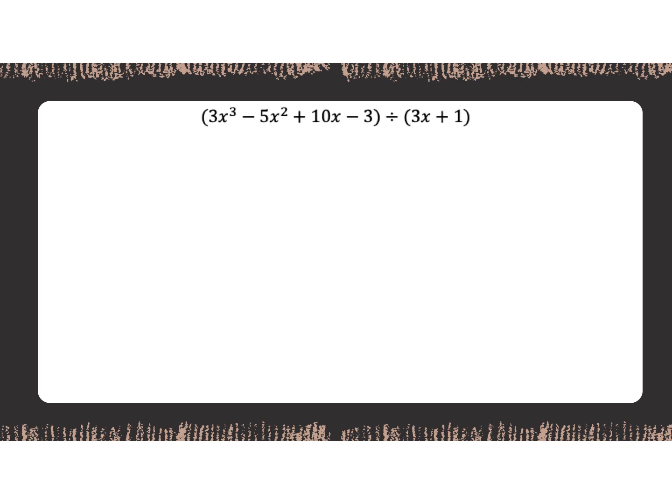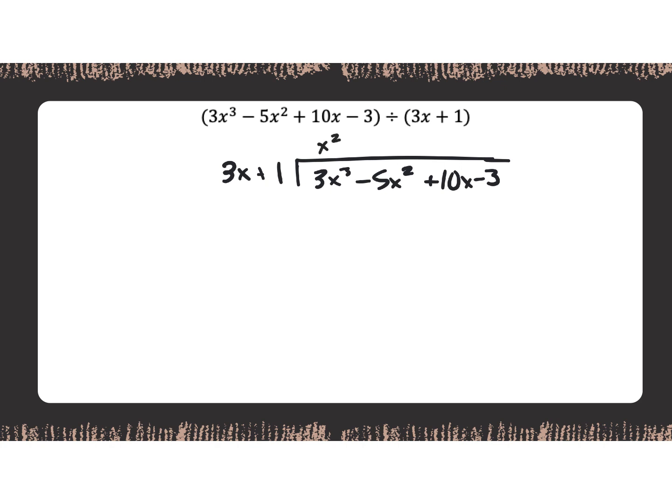All right, so for this last one, we're going to take 3x plus 1 and divide it into a 4-termed polynomial: 3x to the third minus 5x squared plus 10x minus 3. Same process. How many times does 3x go into 3x to the third? It goes in x squared times. X squared times 3x is 3x to the third. X squared times 1 is a positive 1x squared. I'm going to subtract. I end up getting negative 6x squared.